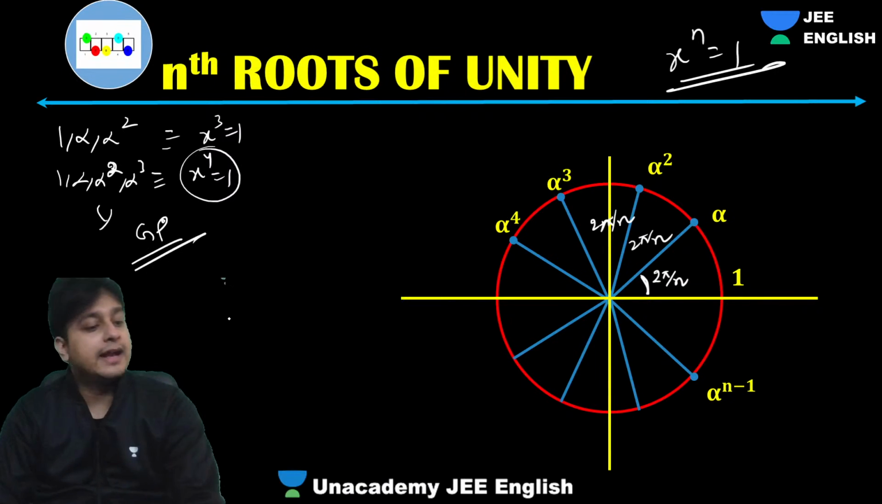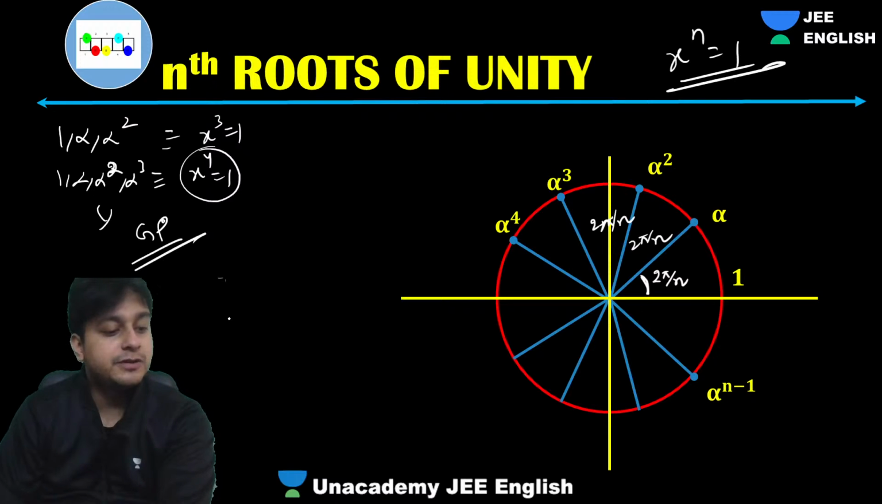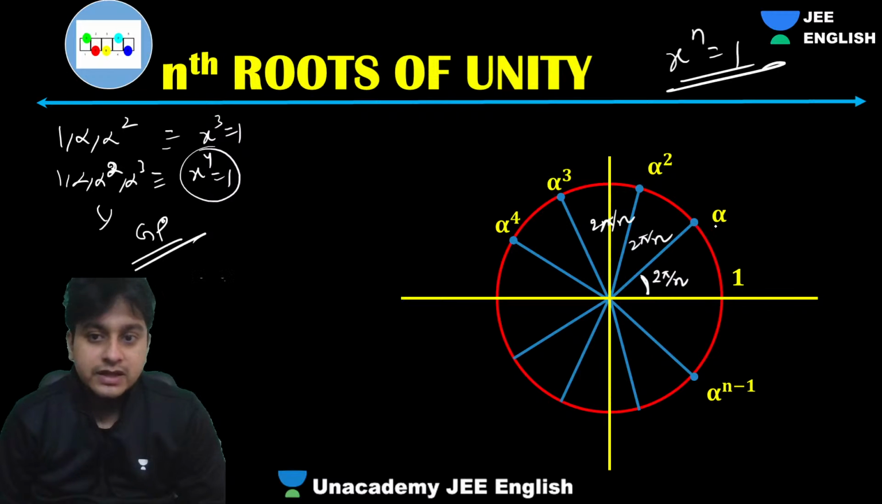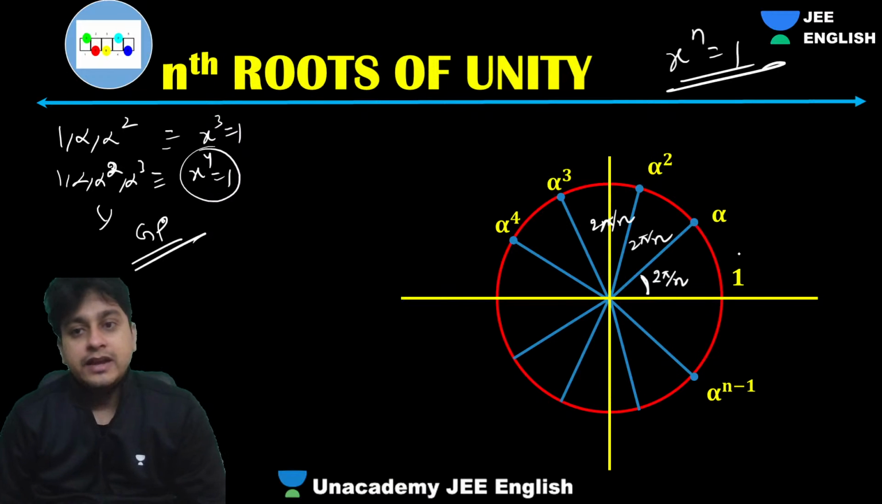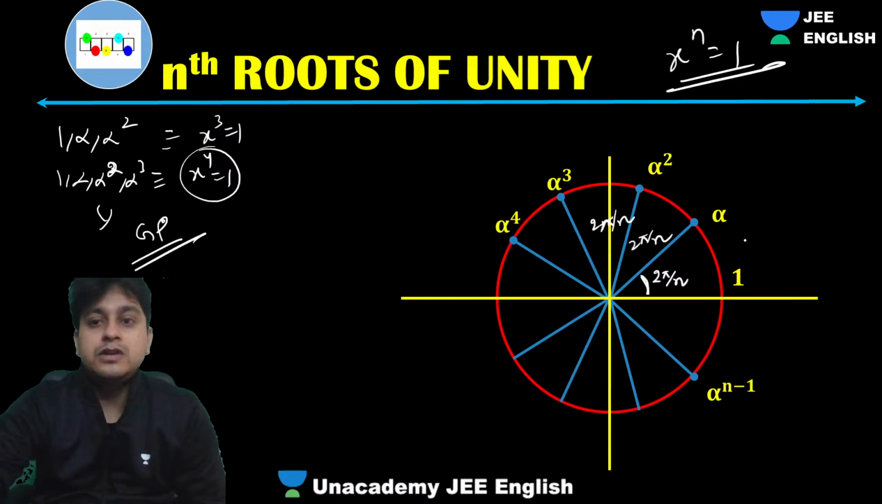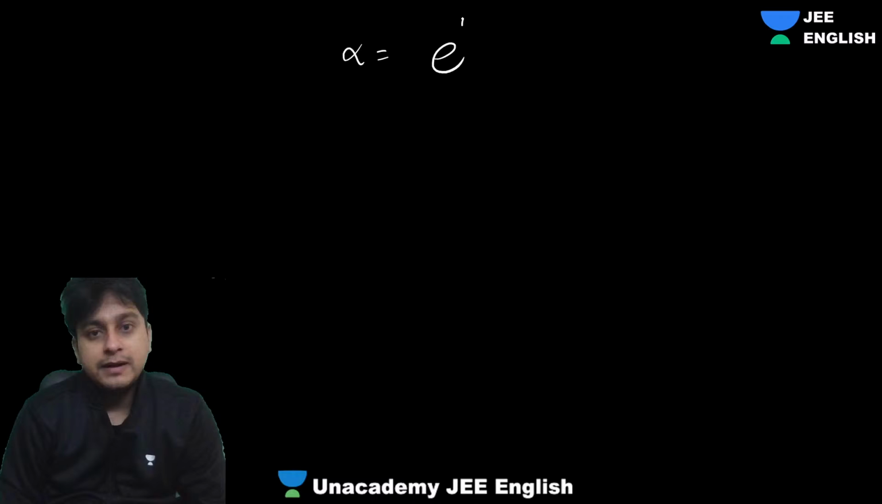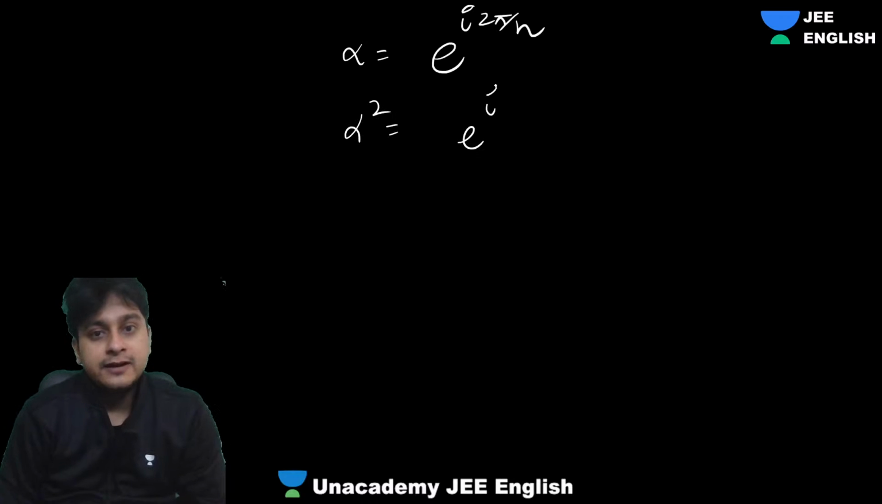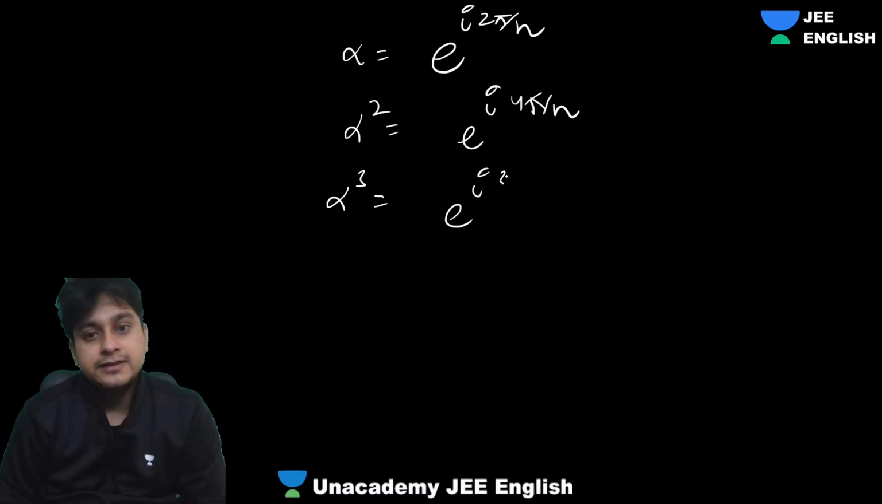Okay, so that's what we can analyze over here, that these are in GP. Similarly, if you look at this one, this is 1, this is alpha square and so on. We can see here that this will be the first root alpha. That first root alpha will be e power i 2 pi by n. Then next will be alpha square, which will be e power i 4 pi by n. Then alpha cube will be e power i 3 times of that, 6 pi by n, and so on, isn't it?